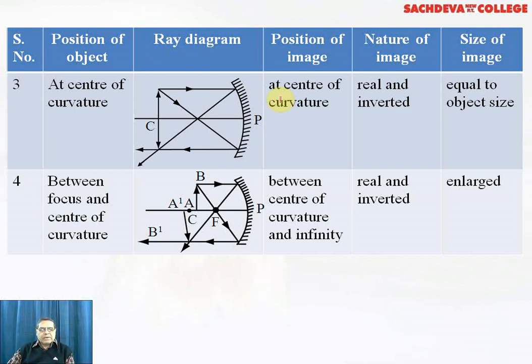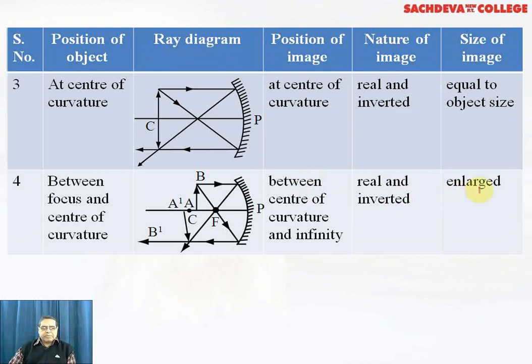Similarly, another ray of light, when it strikes the reflecting surface, gets reflected and moves parallel to the principal axis. So we find that from the principal axis or from the pole of the mirror, the image is formed at the center of curvature. So the position of the image will be at the center of curvature. The nature of the image will be real and inverted, and it will be equal in size.